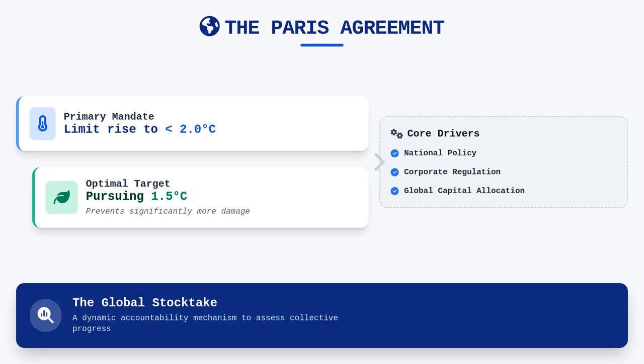To hold governments accountable, the agreement employs a mechanism known as the global stocktake. This process occurs every 5 years to assess collective progress toward the long-term goals and to inform the next round of national ambitions, ensuring that the policy architecture remains dynamic despite being non-binding under international law.